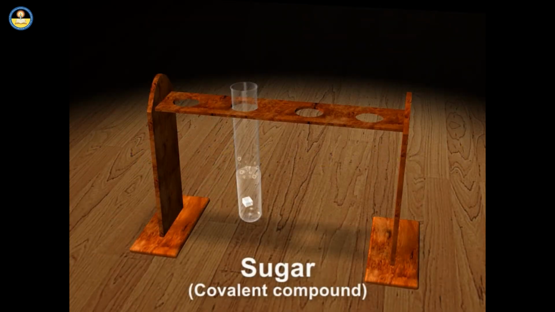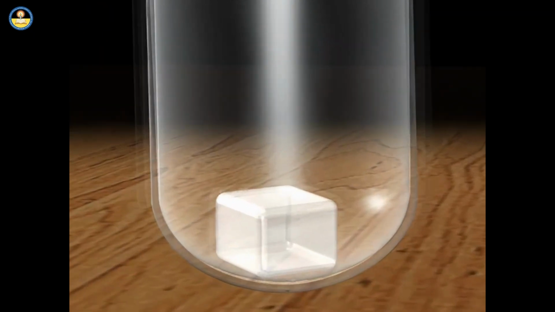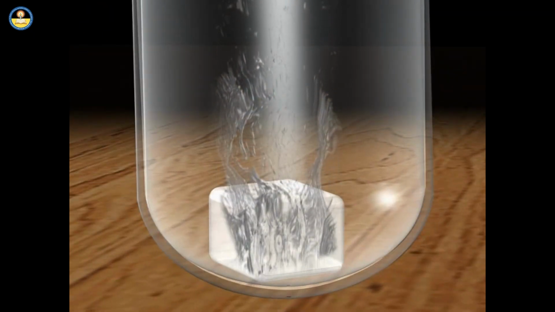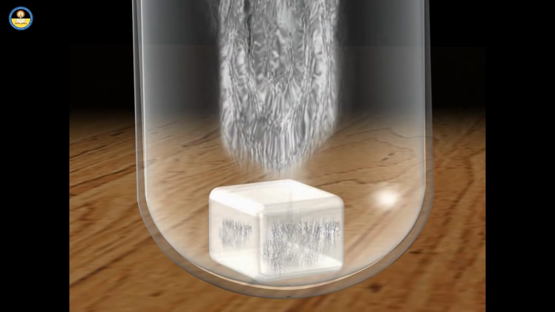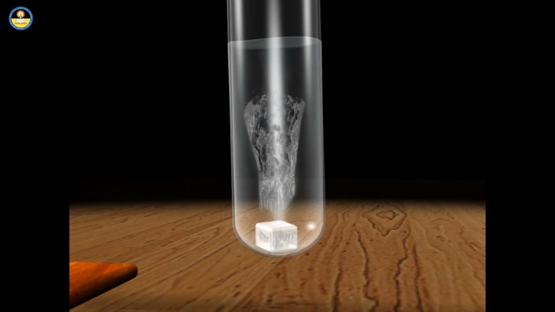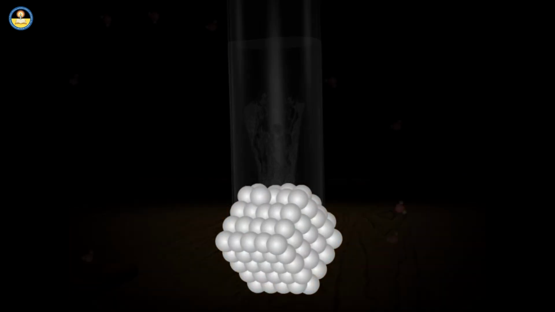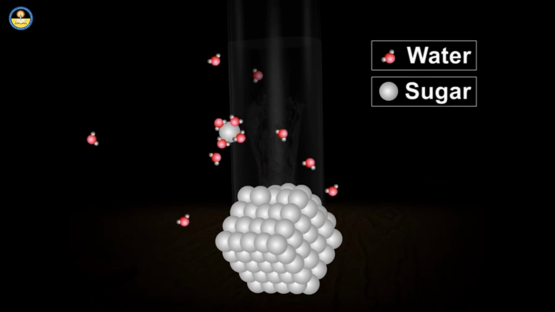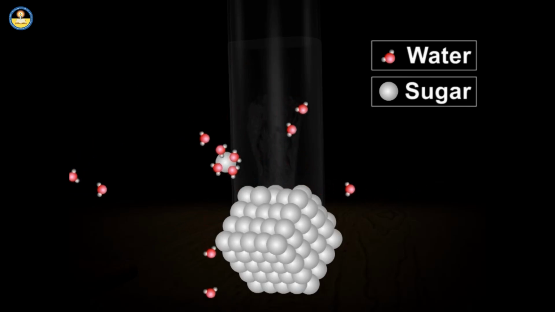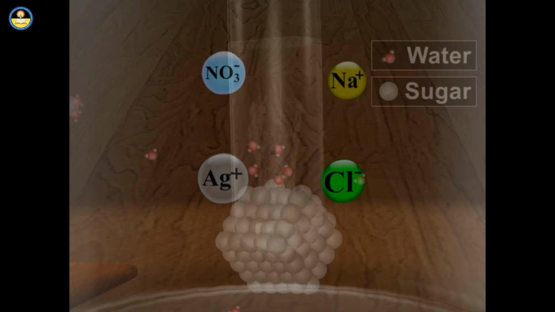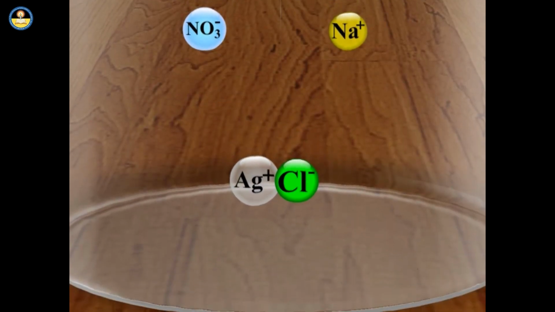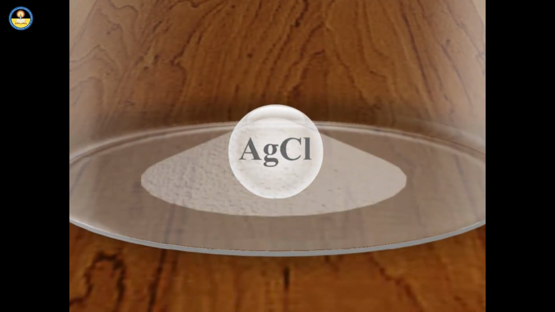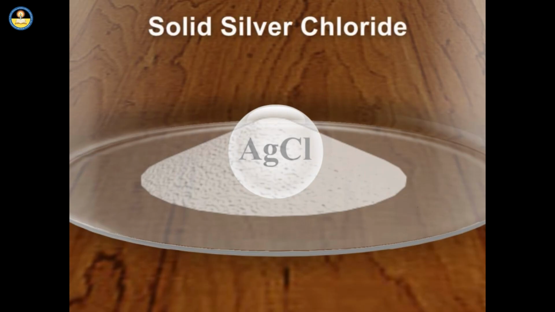When a covalent compound, for example sugar, dissolves in water, the molecules simply disperse. They do not dissociate. Molecules of the covalent compounds simply disperse due to attraction with polar water molecules. Key point: AgCl in solid state really means solid silver chloride.